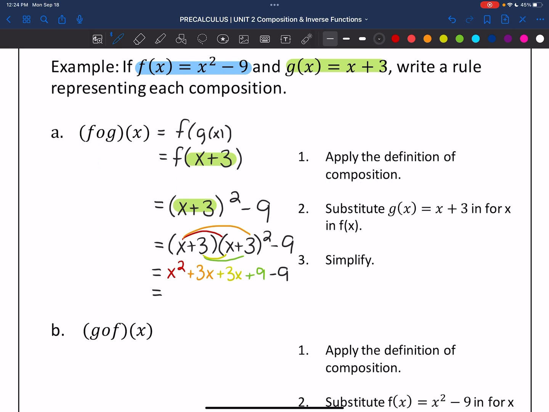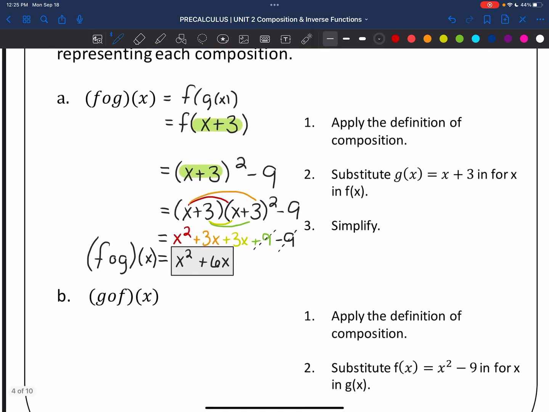Now we'll combine terms and simplify. We have only one squared term. We have our two linear terms, which combine to give us 6x. And then these last two terms are additive inverses, so they are going to undo one another, or add up to 0, you could say. So we now know the rule for f of g of x. The rule for f of g of x is x squared plus 6x. That is the new rule for the composition of these two functions.